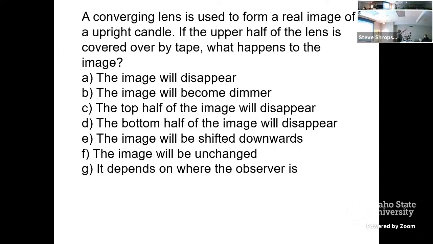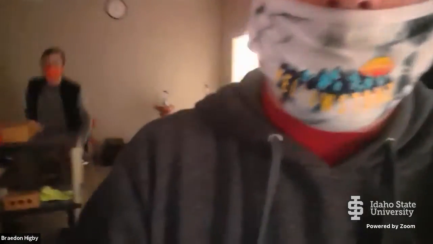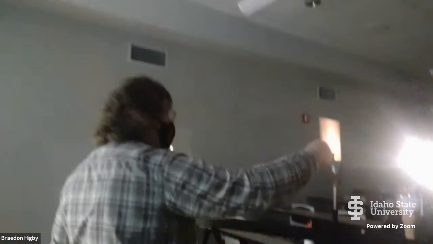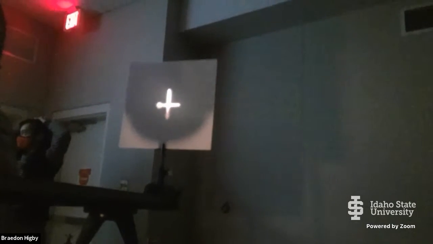If I cover the top half of the lens, I still see the full image, but it's not as bright. Does everybody see that? All we do is make the image a little bit dimmer. Is that showing up okay on the video? Yeah. Okay. In fact, if I were to cover the bottom half of the lens, you see it's the same effect. We just get the image dimmer.